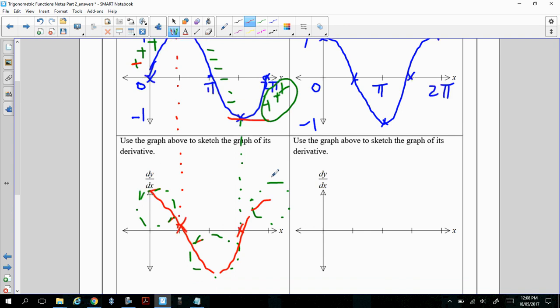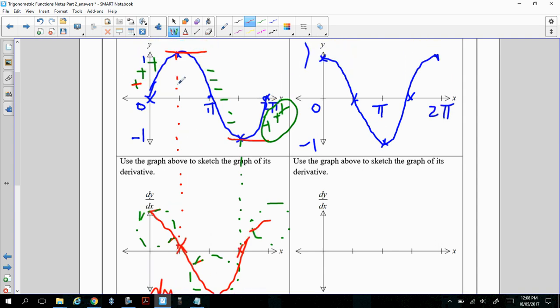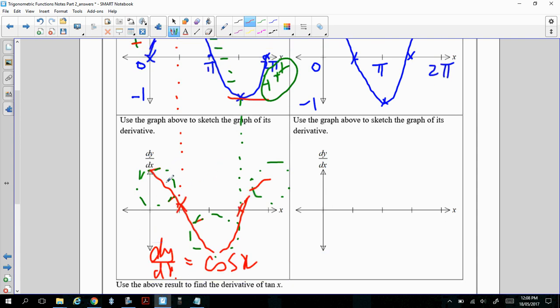If you look at this graph, what does it look like? It looks like the cos graph. So maybe dy/dx is the cos graph. But this is a way of illustrating why the derivative of sine is cos, but not a proof. By looking at the derivative, we can be quite convinced that the derivative of sine is cos.